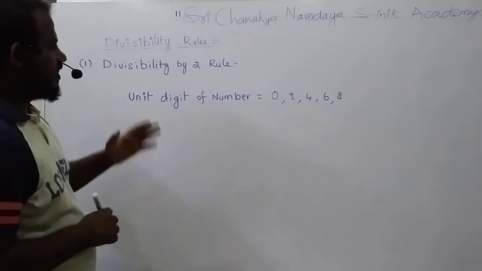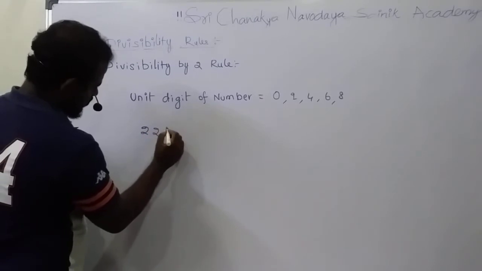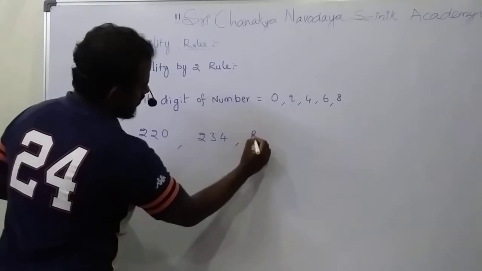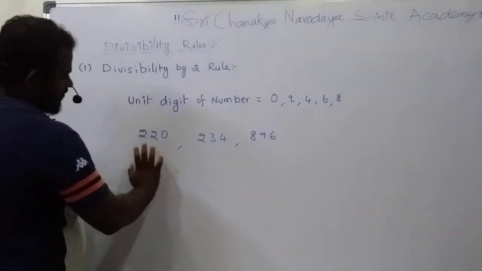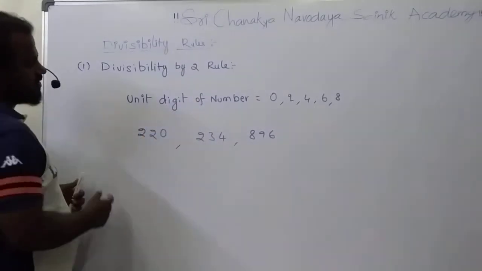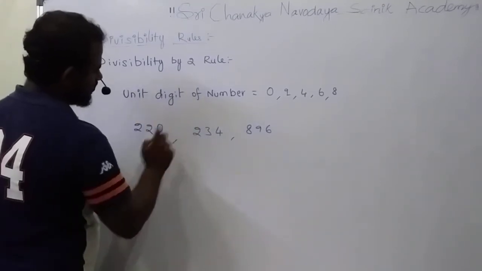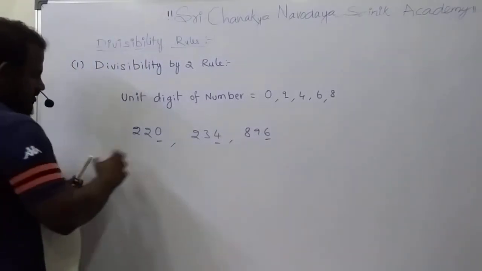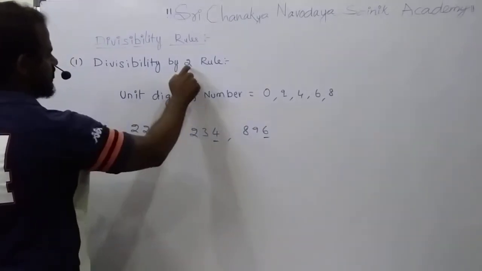We'll take one example. The examples might be 220, or 3234, or 896, like this. If you want to check whether these three numbers are divisible by 2, how will we check? As per the criteria for divisibility by 2, we will look for the unit digit. The unit digit is the rightmost digit. So here in this number the rightmost digit is 0. So this number is divisible by 2.